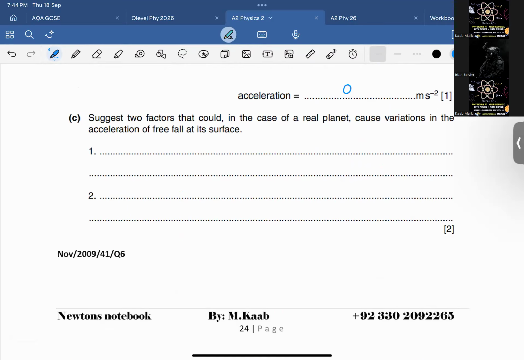Now, suggest two factors that could, in the case of the real planet, cause the variation in the acceleration of free fall at the surface. What do you think? That changes the small g value, right? Yes. You can say that. The planets that are nearby, their gravity changes our gravity.